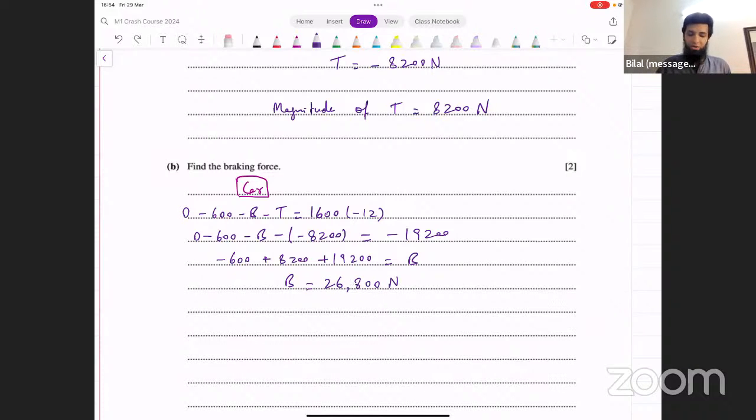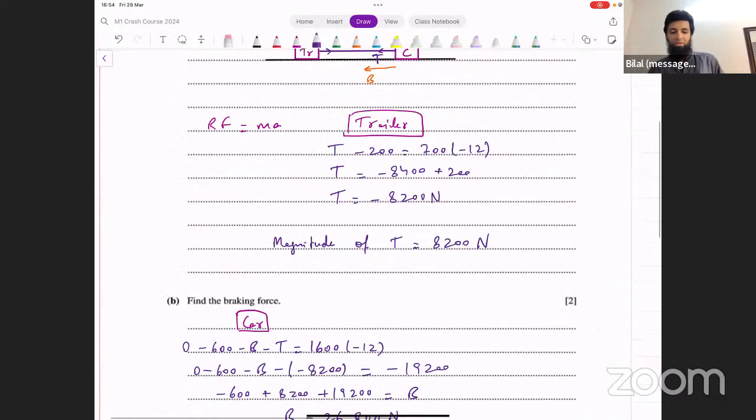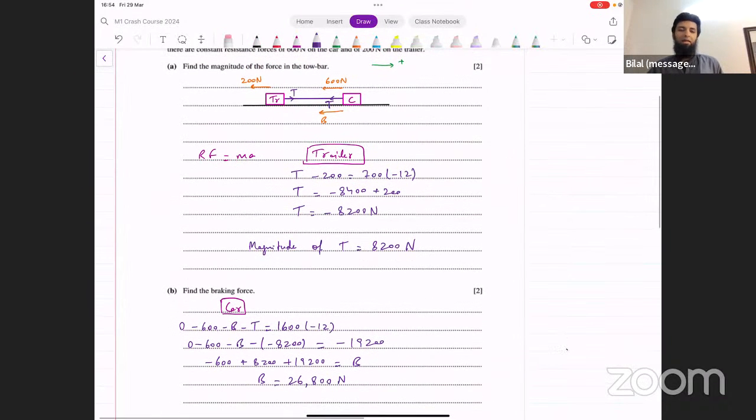26,800 Newton. So what you need to remember from this example is that you can sometimes get a negative value of tension as well. You will see such questions in some recent papers. There are, I think, at least 2 or 3. So you just need to remember this, okay? You could get a negative value of tension like this. Any problem with this?